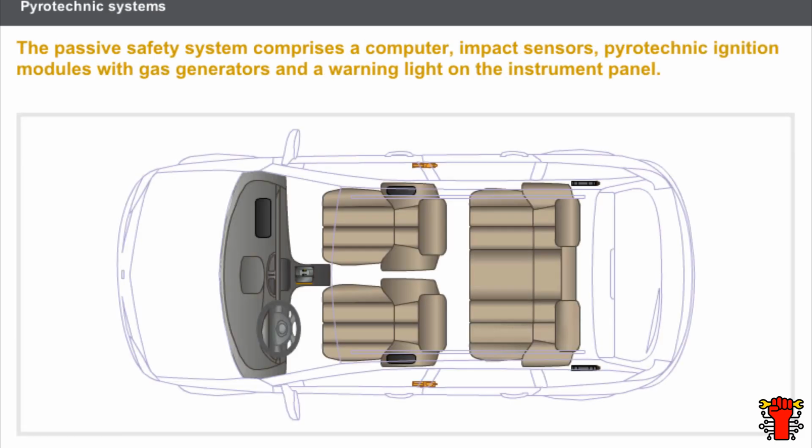The passive safety system comprises the following components: a computer, front and side impact sensors, pyrotechnic ignition modules with their gas generator, and a warning light on the instrument panel.